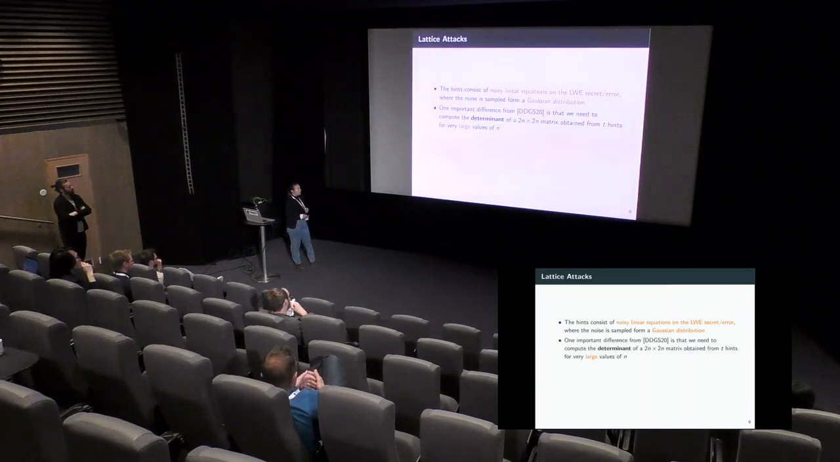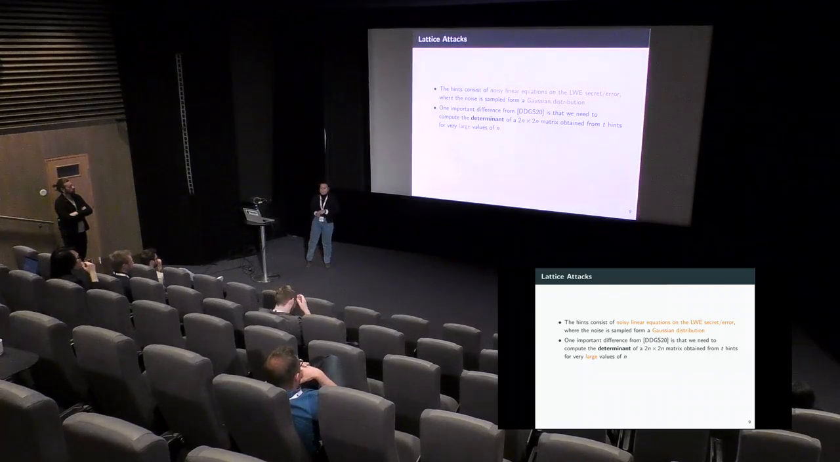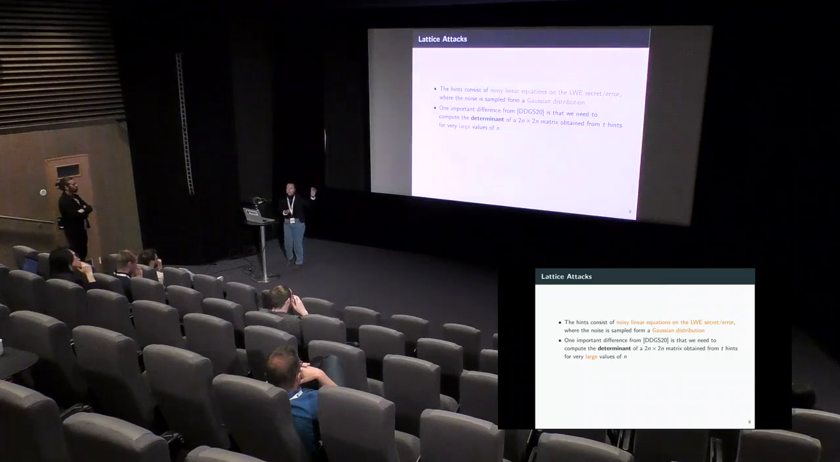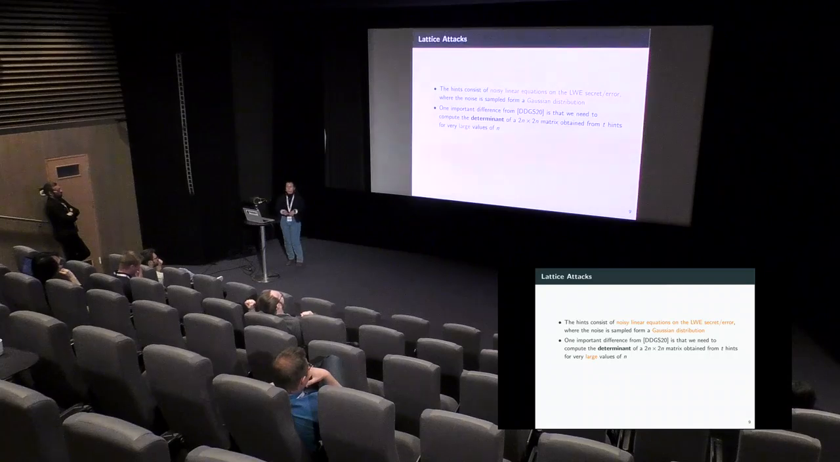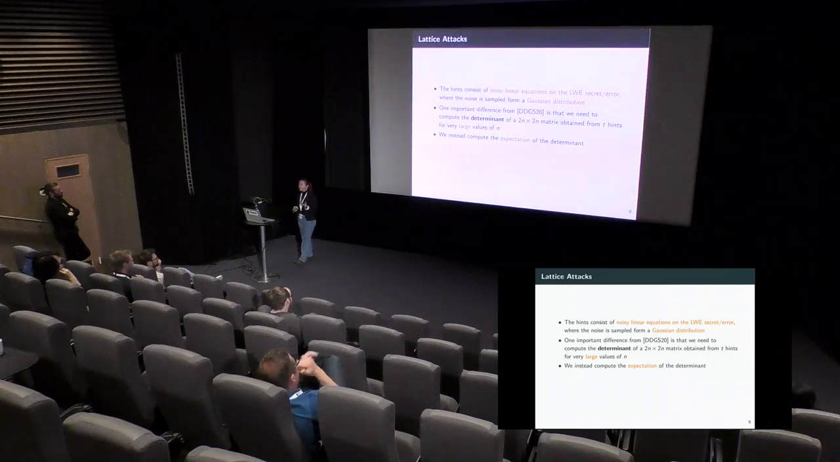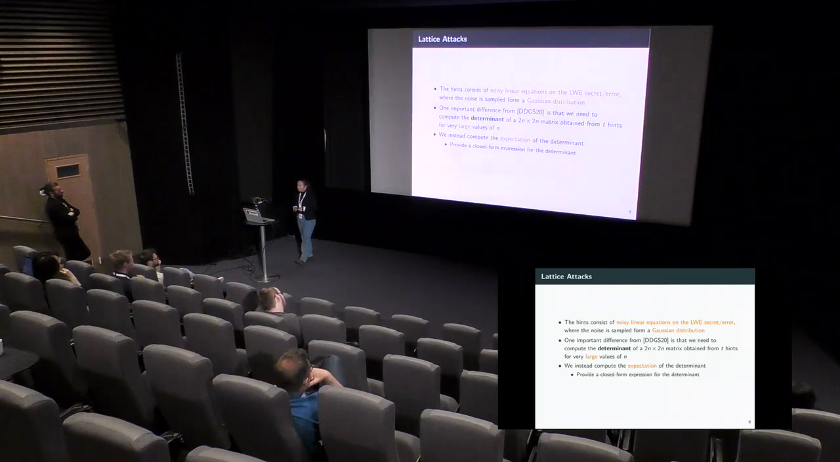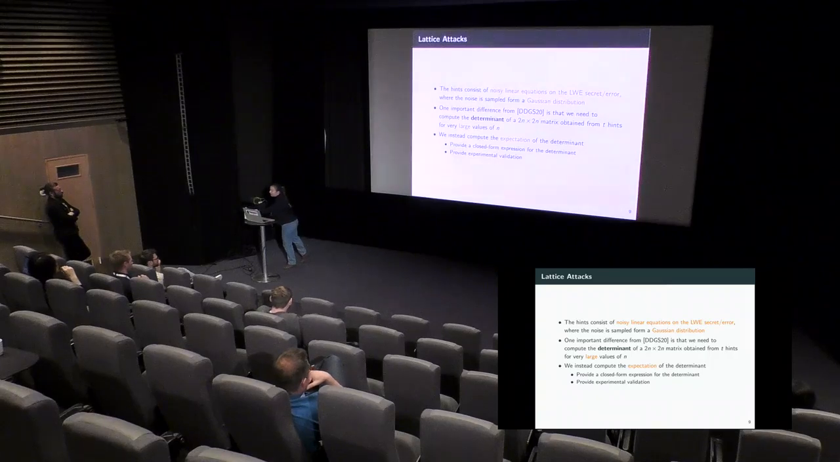Now, one important difference from this LWE with hints framework that was presented at Crypto 2020 is that they only really considered LWE-sized parameters. So for us to be able to use their framework, we need to compute the determinant of a 2n by 2n matrix obtained from T hints for very large values of n. For FHE-size parameters, n can be somewhere between 2 to the 11 and 2 to the 17. So what we do instead is compute the expectation of the determinant. We provide the closed form expression for the determinant, and we also provide experimental validation for this.